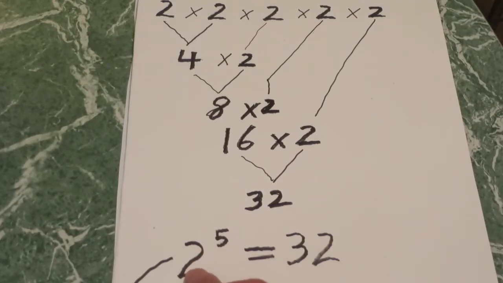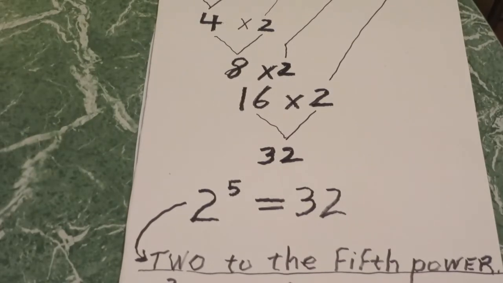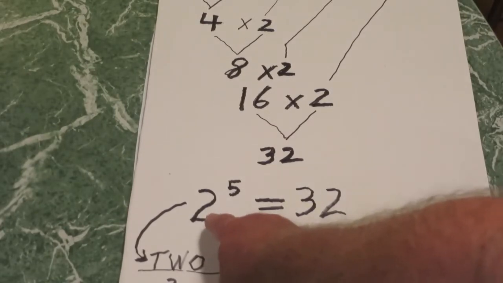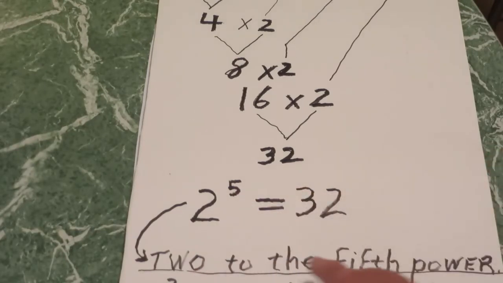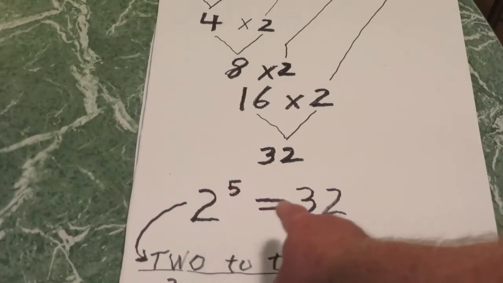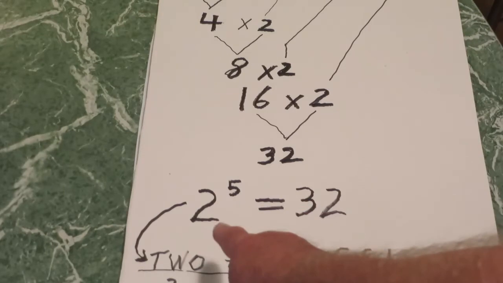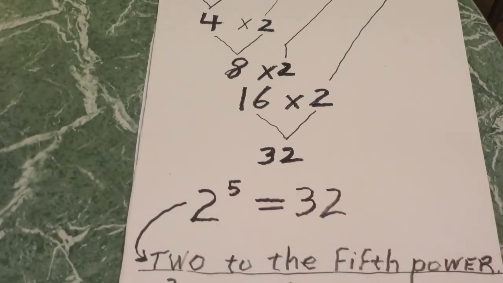And we speak of it as 2 to the 5th power. So if you see 2 with a small 5 on it, that's 2 to the 5th power, and what it means is it's 2 multiplied by itself 5 times. So we can say that 2 to the 5th is equal to 32.